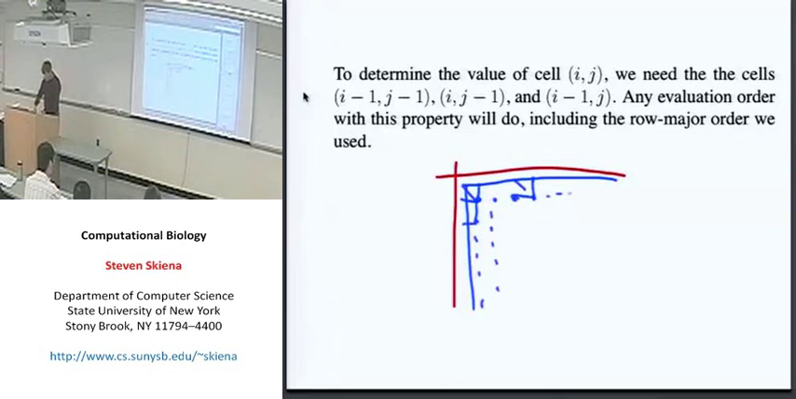We could even, if we want to get creative, fill it in in whatever order you want, right? So long as the three guys are there. But it's harder to program it to be creative, and there's no reason to, right? So long as we march down rows or columns, that will work. Any questions? That's the evaluation order issue. Any questions?